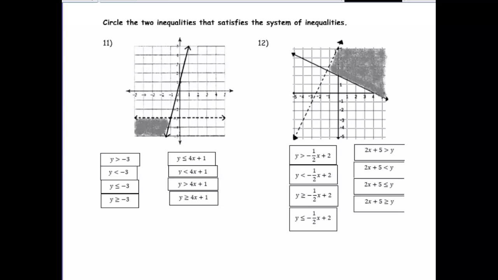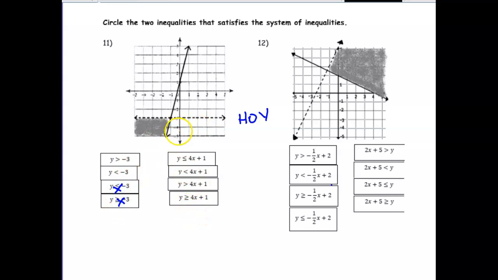All right, for number 11 and 12, you're given the solution and you have to identify the two inequalities. So this one's a little easier. You've got your dashed line. It's a horizontal line, so you know it's y, and if you notice, it's dashed, so it can't be these two options.